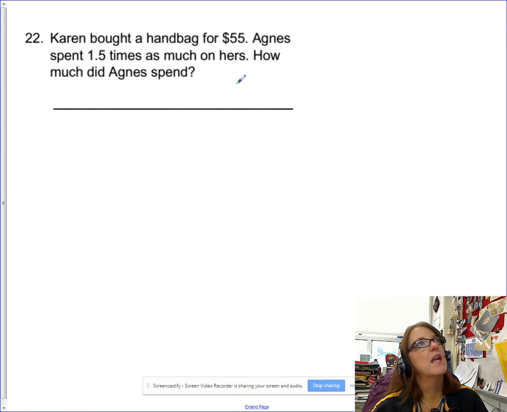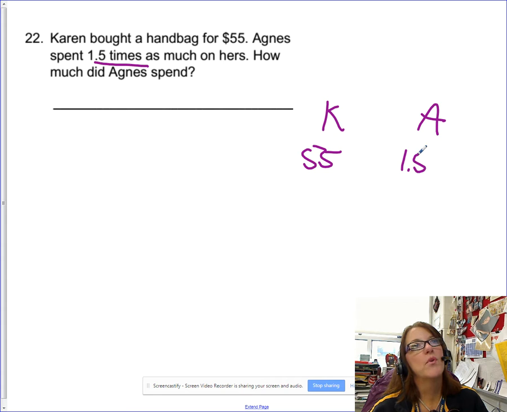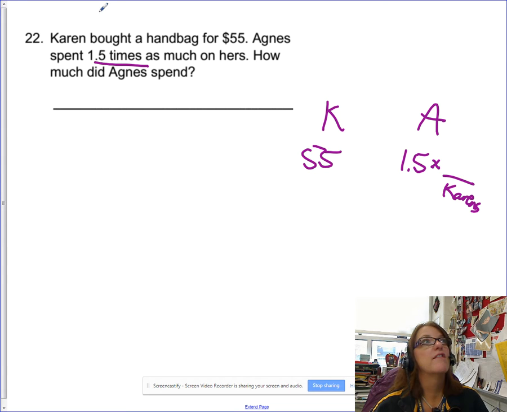22. Karen bought a handbag for $55. Agnes spent 1.5 times as much on hers. Okay, so Karen spent $55. Agnes spent 1.5 times Karen's amount that she spent on this purse. Figure out how much it is. Label your answer. Okay.